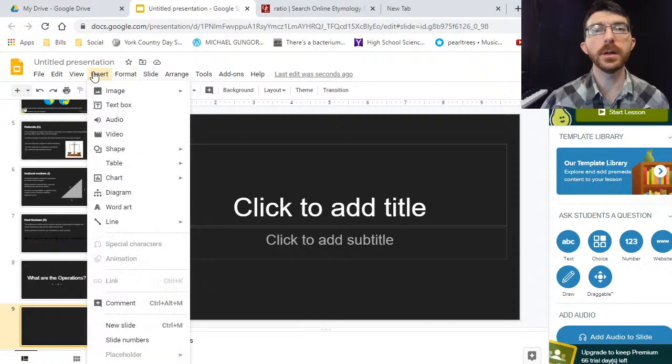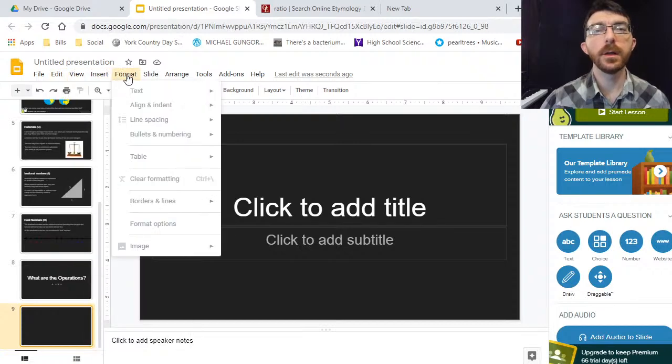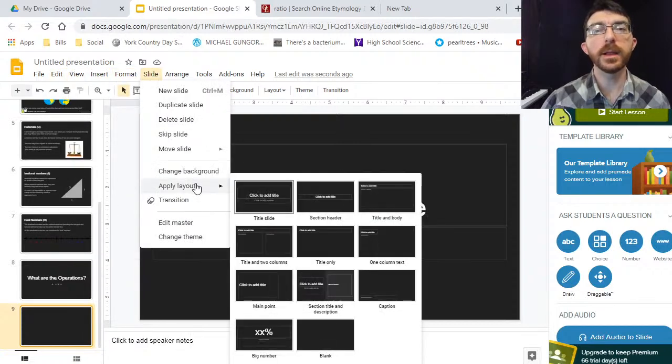Arrange tools. Oh no, where was it? Doggone it. It was there. Apply layout.